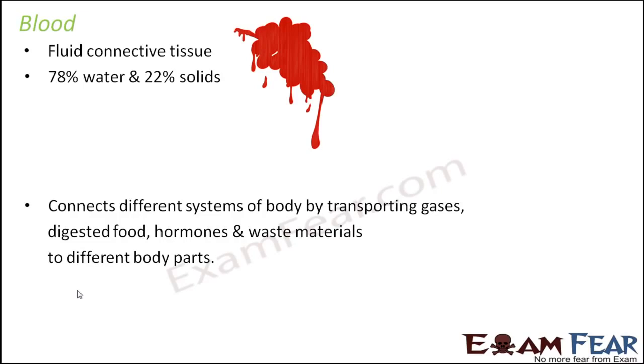Again, waste materials are produced in each and every cell of the body. Now you have to collect all of them and get them to your kidneys, that is the excretory system, so that it can throw it out of the body. But who will collect it from different parts of the body and get it to the kidneys? No one but blood. Transportation of hormones, just now we were talking about hormones, right? That is also done by blood. So blood is basically connecting different body parts and that is why it falls under the category of connective tissue.